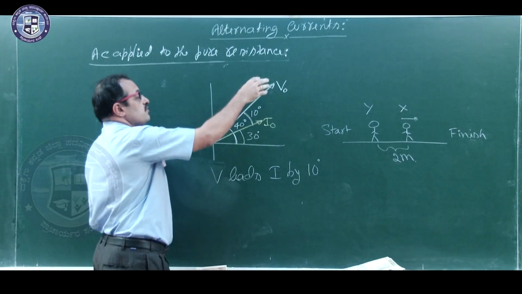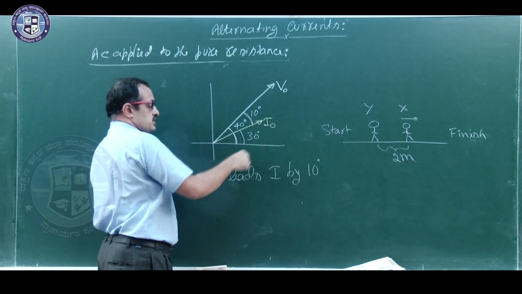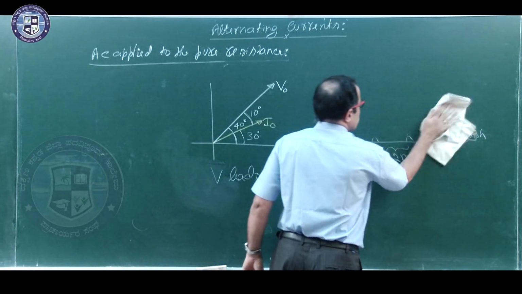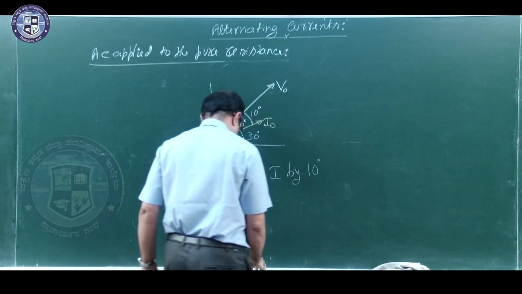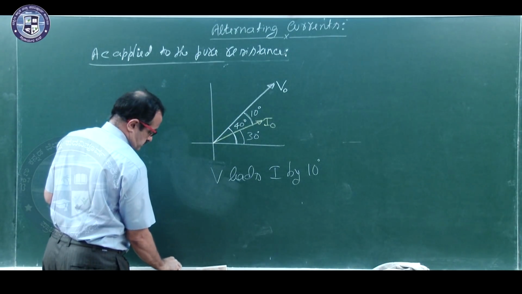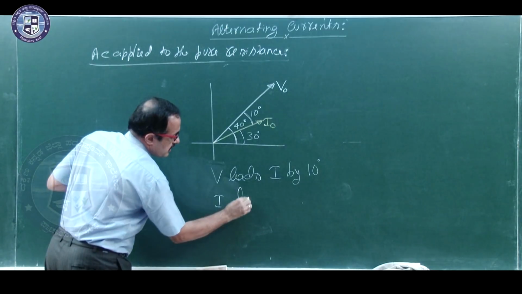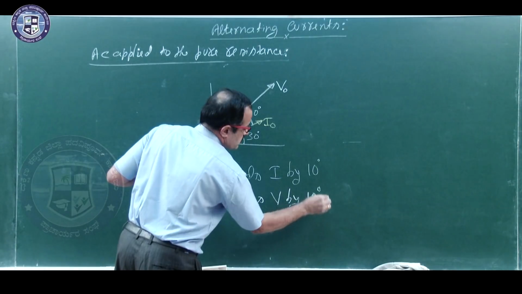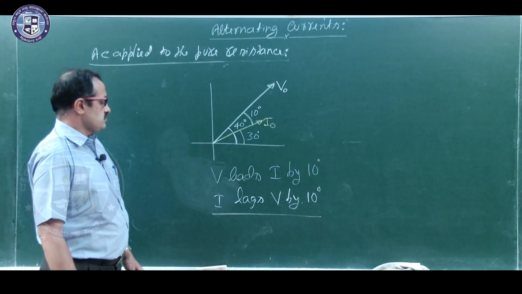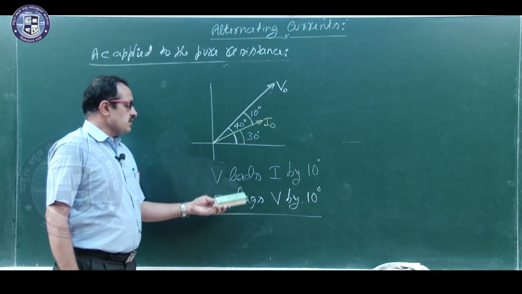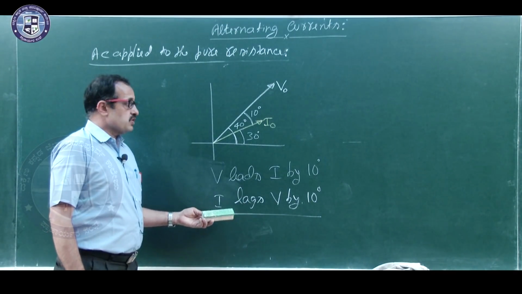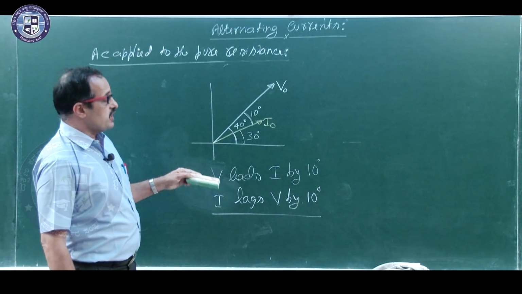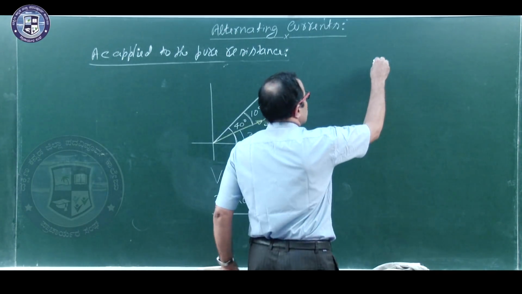Same type here also. If you look from here, we say voltage leads the current. But what is the another way of telling? Another way of telling or explaining is that I lags V by how much? 10 degrees. Both of them are giving the same idea. So, higher the phase angle leading, smaller the phase angle, that quantity is lagging. Okay. Now, we take one more case.